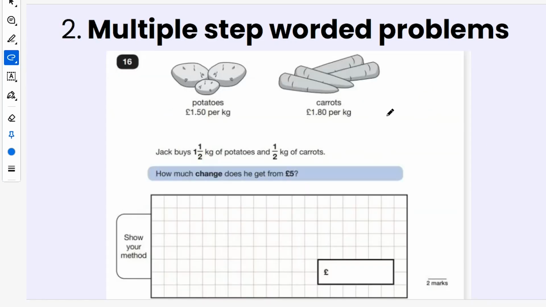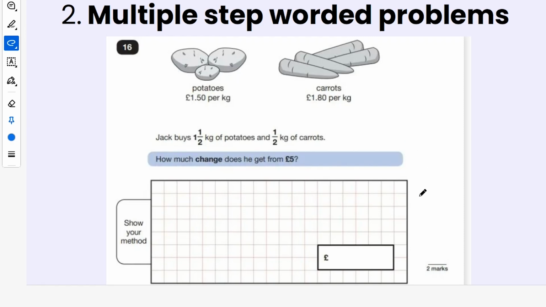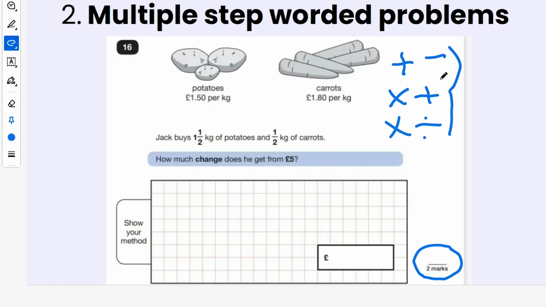Then we move on to multiple step worded problems. So this means that there is going to be more than one step involved. And usually these are worth more than 1 mark, sometimes 2, and on occasion even 3 marks. So here, we're going to have to do 2 things. It could be that we're going to have to add and subtract. We might have to multiply and add. We might have to multiply and divide. But it's going to be some combination of the 4 operations or a conversion of some kind.